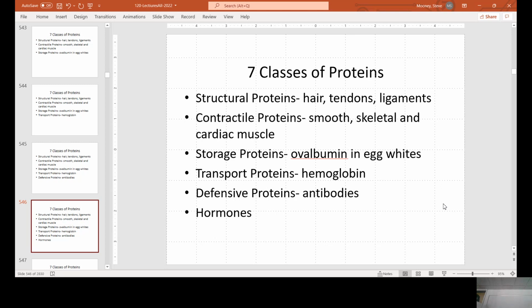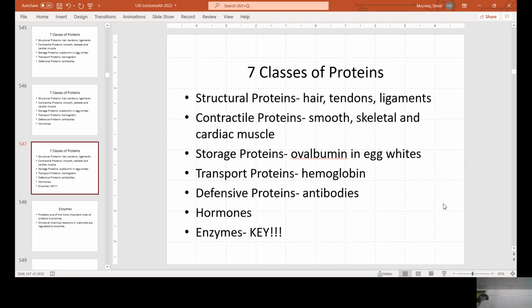We'll have hormones: FSH, LH, thyroid stimulating hormone, all sequences of amino acids, usually a lot smaller, hundreds versus thousands of amino acids. If we think about the defensive proteins, those molecules are huge relative to the body. And the last group we'll talk about is enzymes.